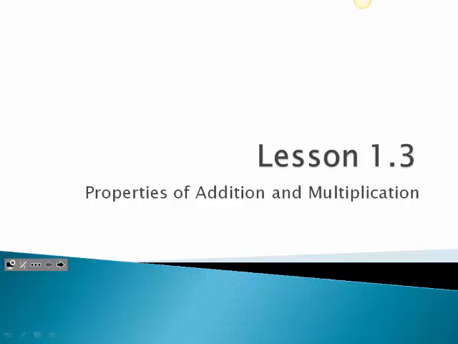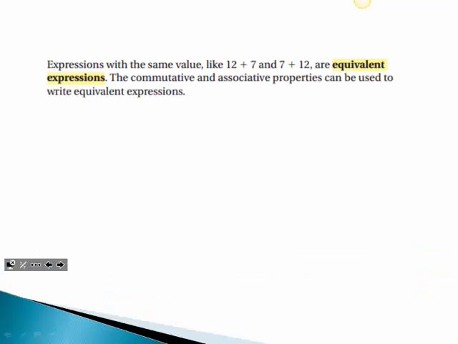Hey guys, this is lesson 1.3, properties of addition and multiplication. These properties that we're about to go over, we went over last year, so hopefully most of this is just a review. Here we're going to start off by learning a new phrase or term, and that is equivalent expressions.